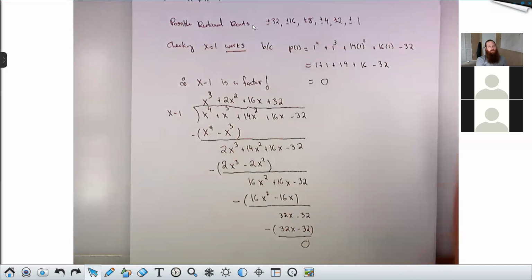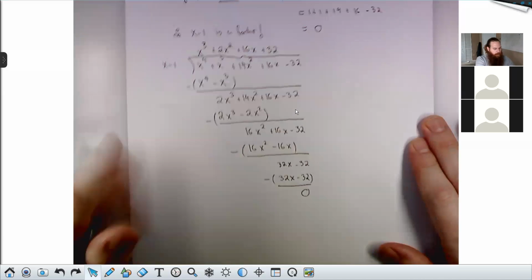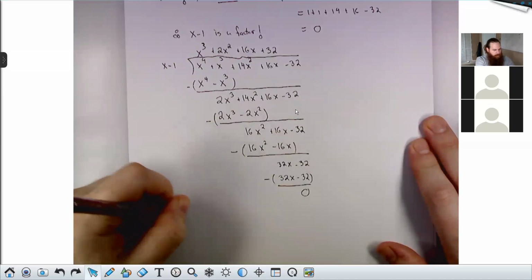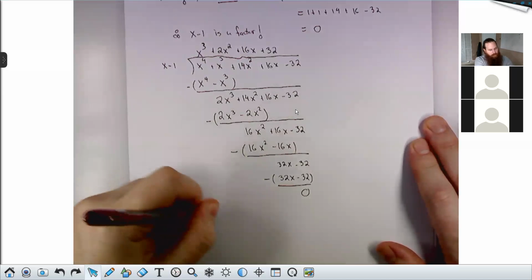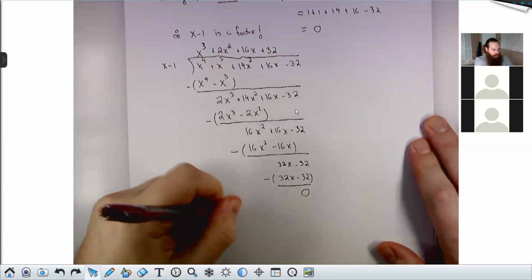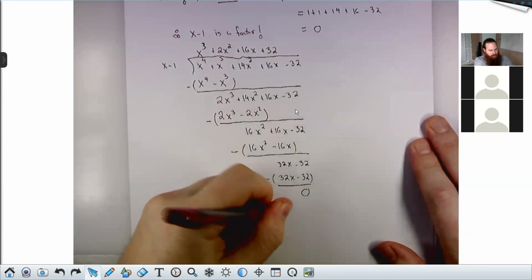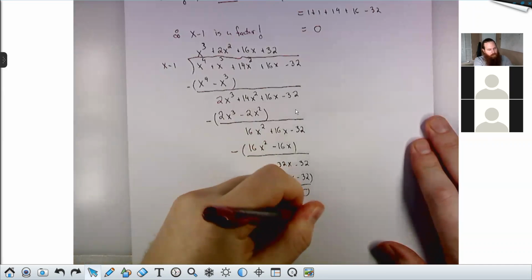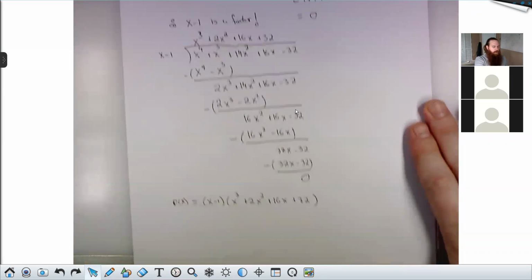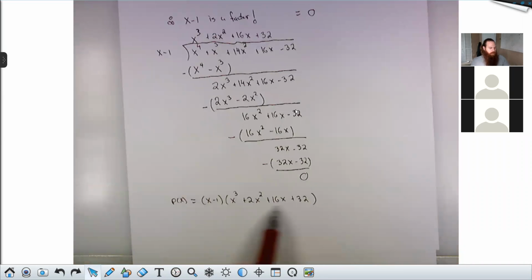So my remainder is 0, which is what we expected, because we knew already that x minus 1 was a factor. The point of doing this was to get the quotient polynomial out and to practice long division. So the result of this whole thing is that my polynomial p of x is equal to x minus 1 times x cubed plus 2x squared plus 16x plus 32. And now I begin again trying to factor this.